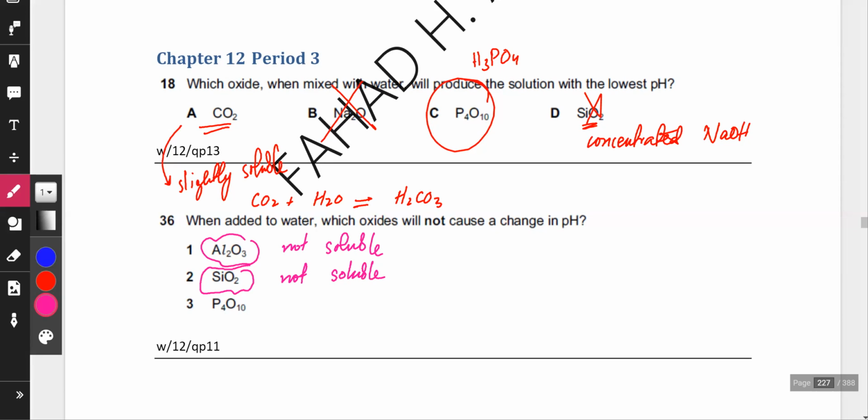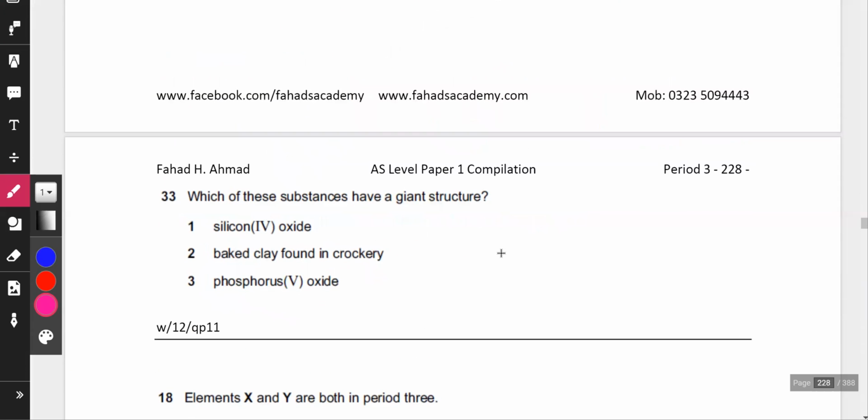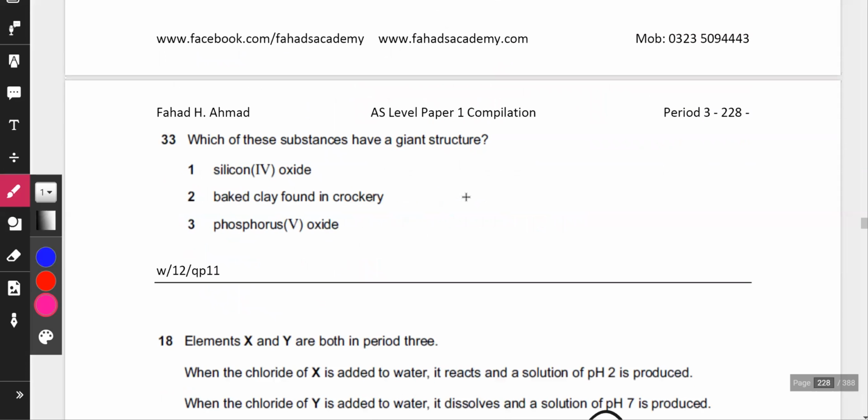And the third one is not correct because it's going to mix in water and it would form H3PO4. So since the question was which will not cause a change, the first two are the correct answer. Next one, which of these substances have a giant structure? Remember, clay and SiO2 are basically the same thing. So that is a giant structure.